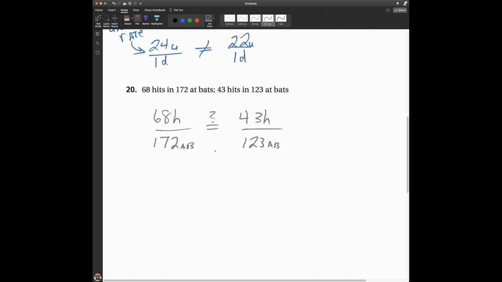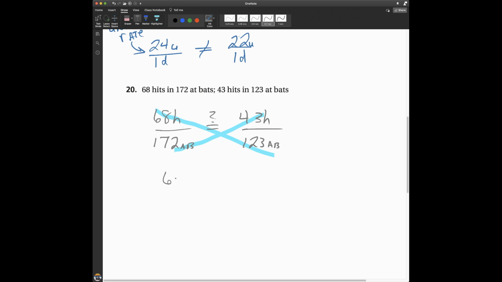So I have 68 hits in 172 at-bats. Is that equivalent to getting 43 hits in 123 at-bats? So when I look at this, at first it's like, well, simplifying, I don't think so. I think that this isn't going to work, but it might. Let's try the cross products property.